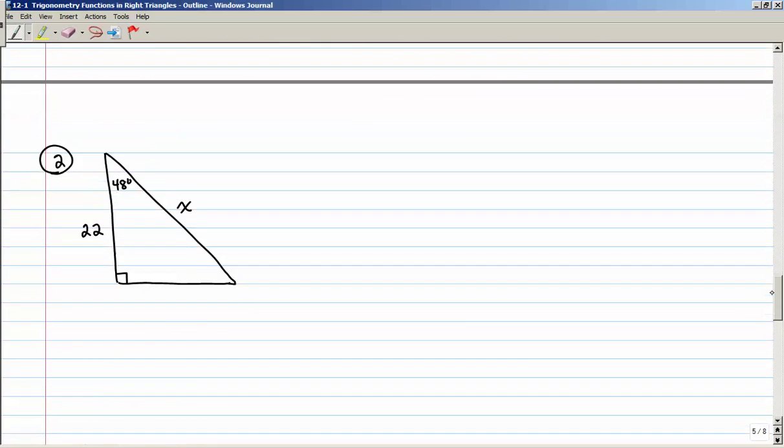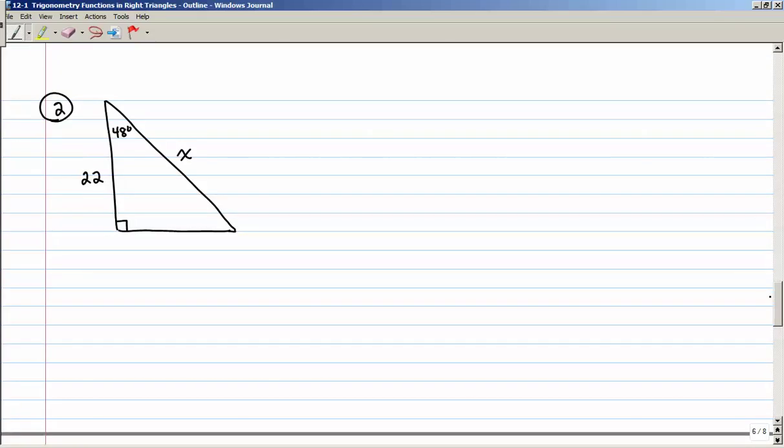Number 2. So here I have a 48-degree angle, and in relation to that 48-degree angle, x is the hypotenuse, and 22 is adjacent. Opposite would be this side down here at the bottom that I don't know anything about. Okay, so the trig function that uses adjacent and hypotenuse is cosine. So I'm going to take the cosine of 48, and that's equal to the adjacent over the hypotenuse.